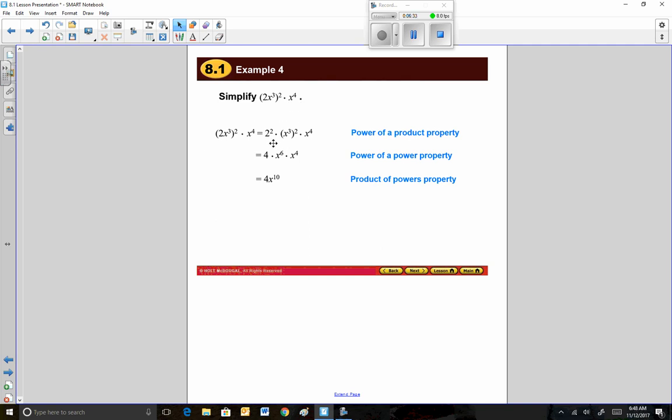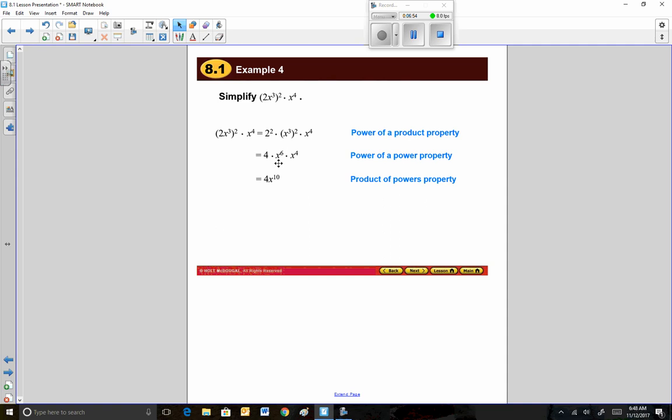Let's take a look at that. 2 to the second power. Remember, 2 to the second power, that's a 4. X to the third, bring that to the second power. Remember, if you have a parenthesis, you should multiply. So 2 times 3 is 6. So that's why I have x to the 6. And then we have times x to the fourth because that just remains. It's not raised to any other power, so we leave it.